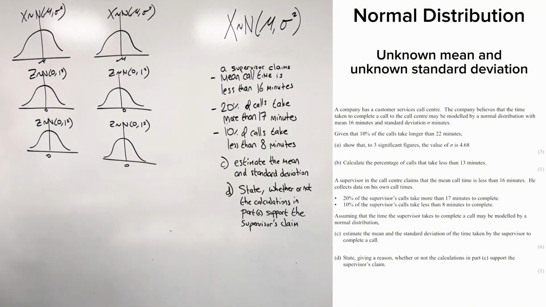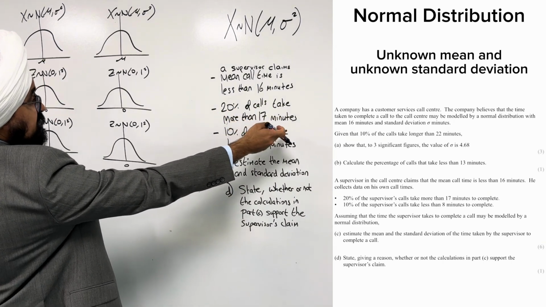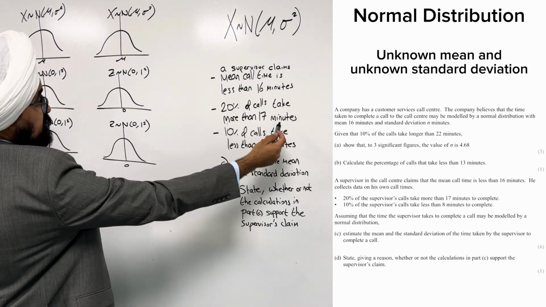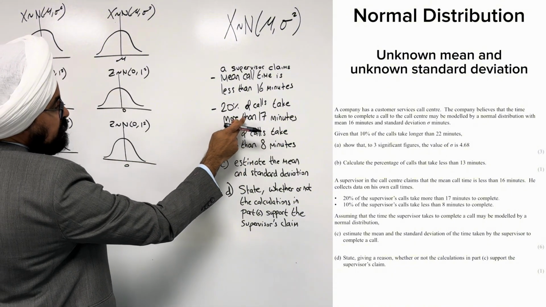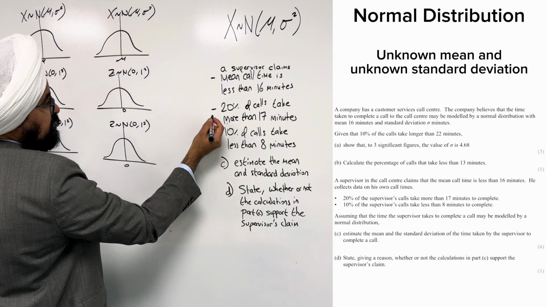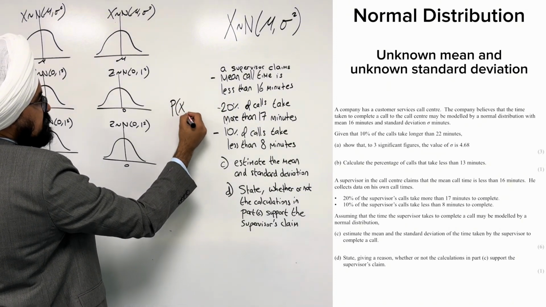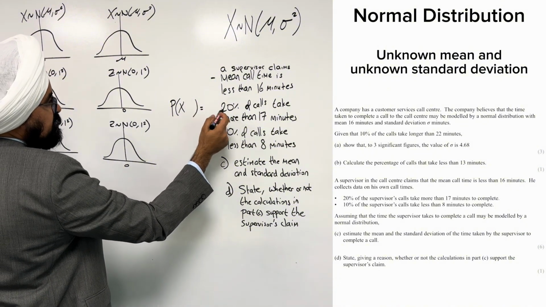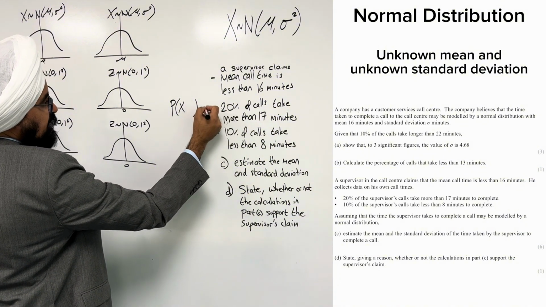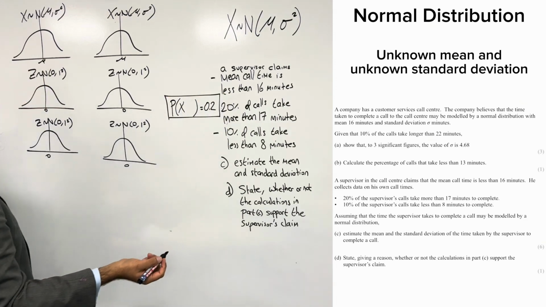So for the first one, the key part of the question is that 20% of calls take more than 17 minutes. So this information I want to try and represent on my diagram. Before I do that, let me try and write this as an inequality. And if you're not sure how to do this, you know that you're always going to have probability x equal to something. And the equal to something is normally a percentage. So let's just put that in as 0.2. So I've done most of the question already.